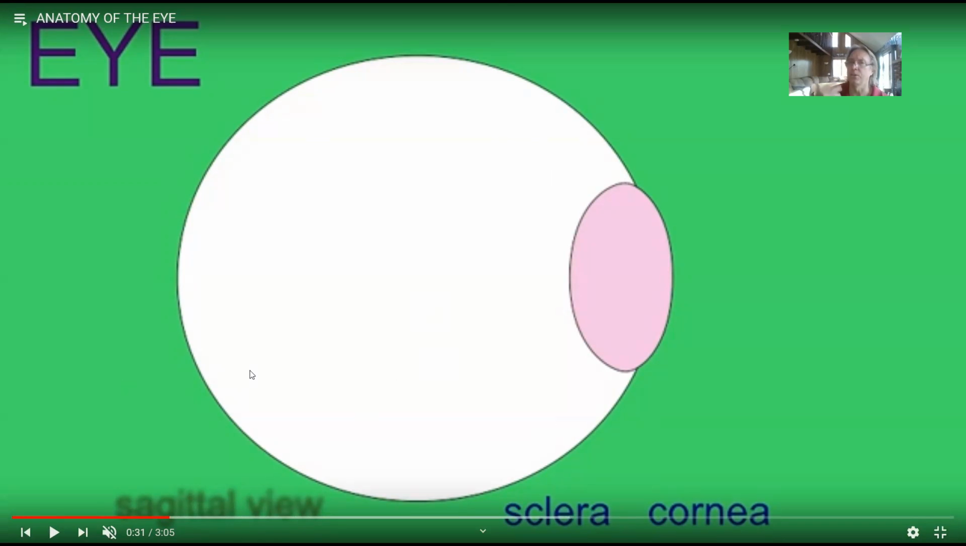But obviously, if that's all the eyeball was, we wouldn't be able to see, all right? Because obviously there would be no place for light to come through. And so here we have a transparent region in the front of the fibrous tunic known as the cornea.